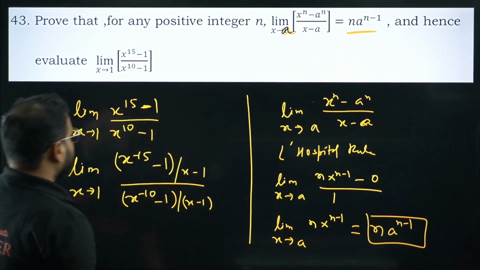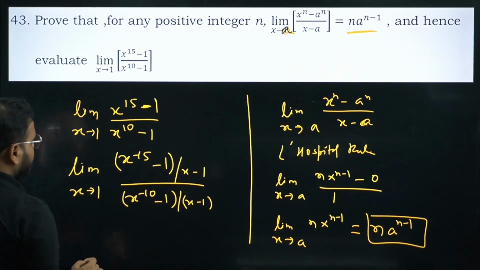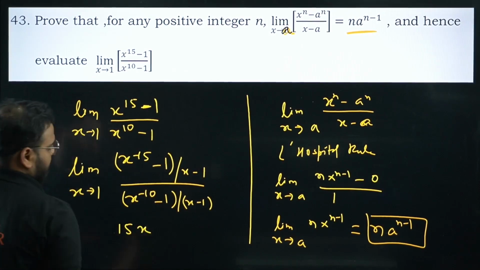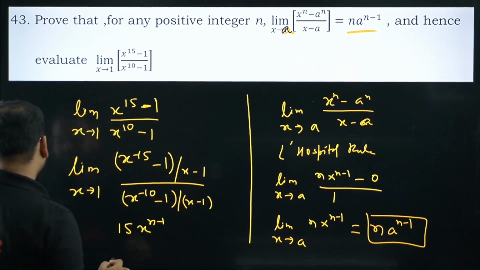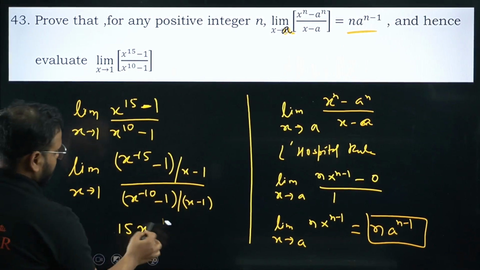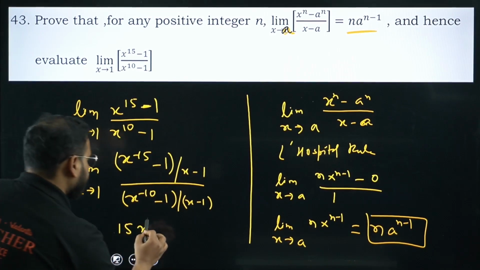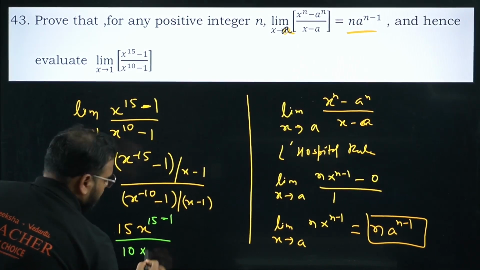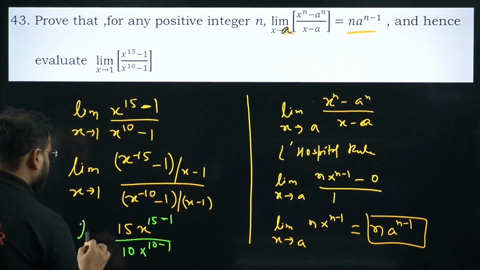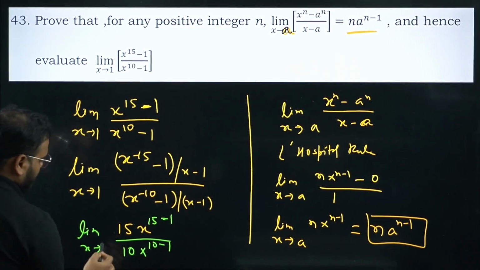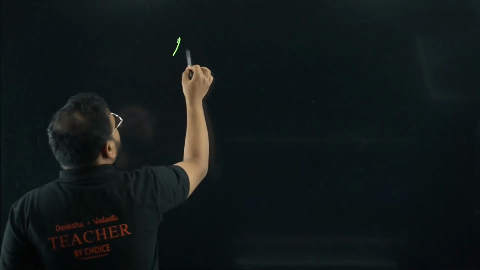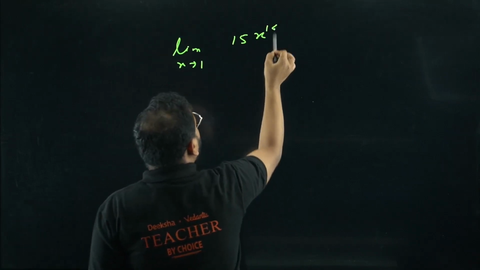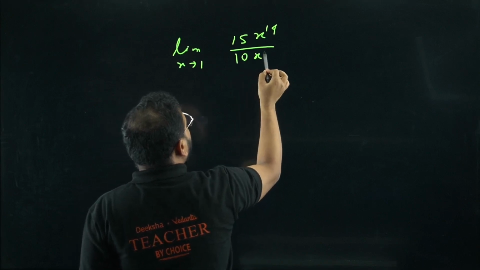Will it change? Of course not. So the numerator part will become, have a look, 15 times of x power n minus 1, which is 15 minus 1 in this case. 15 minus 1 is 14. Divided by 10 times x power, again 10 minus 1. This is with the limit x tends to 1 now. Check this out. I'm getting here limit x tends to 1, 15 x power 14 and 10 x power 9.